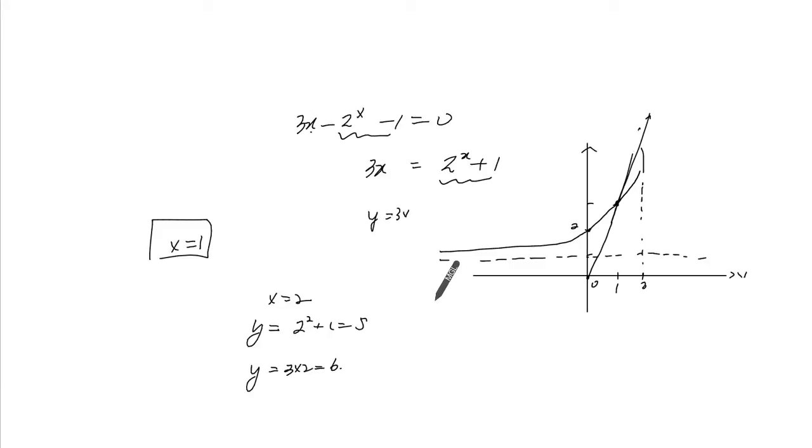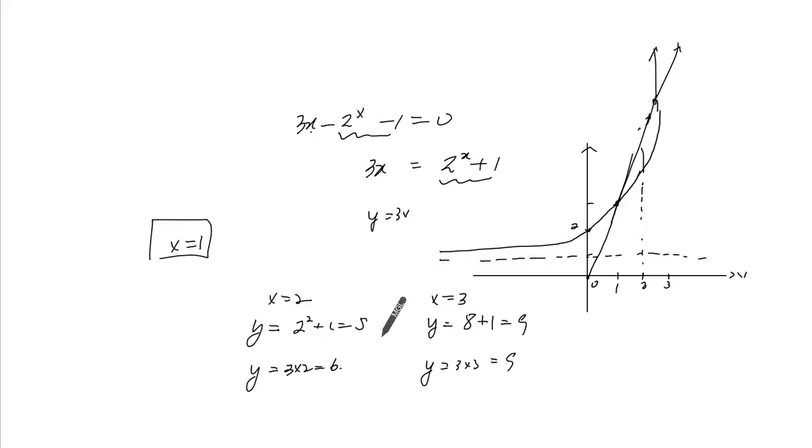Let's check another value. Let's check 3. Let's see if the exponential function will still be below the line. So y is equal to 2 cubed is 8, plus 1 is 9. 3 times 3 is also 9. So in fact, at 3, so 1, 2, at 3, it's going to intersect each other one more time with the line. And then actually beyond that, the exponential function will grow faster.